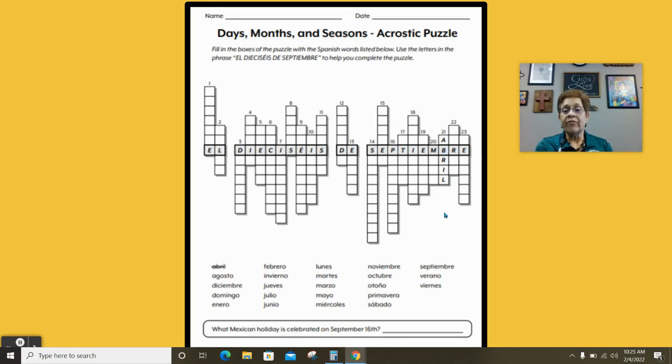So we're looking for a 5-letter word with B as a second letter. And that would be abril. So they wrote abril here for us. So let's go over to numero uno.